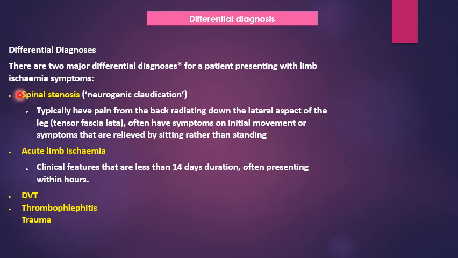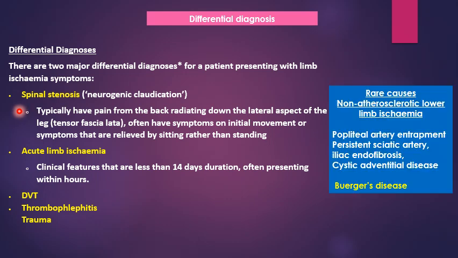In spinal stenosis, which is also known as neurogenic claudication, typically the pain is from the back radiating down the lateral aspect of the leg in the area of the tensor fascia lata. Often, they have symptoms on initial movement or symptoms that are relieved by sitting rather than on standing. The rare causes of non-atherosclerotic lower limb ischemia include popliteal artery entrapment, persistent sciatic artery, iliac endofibrosis, cystic adventitial disease, and Buerger's disease.